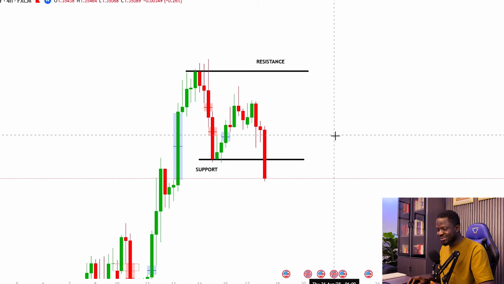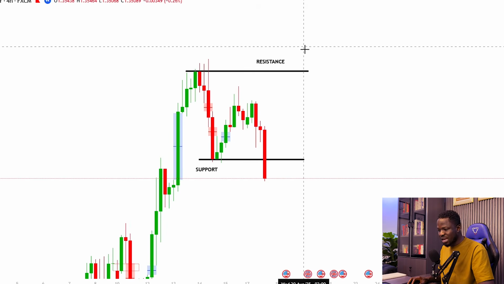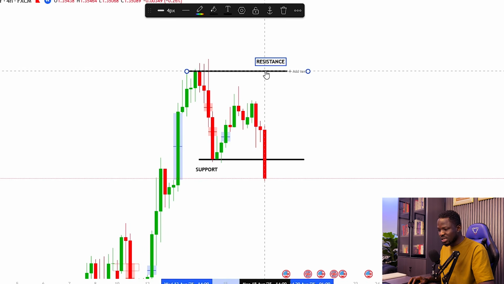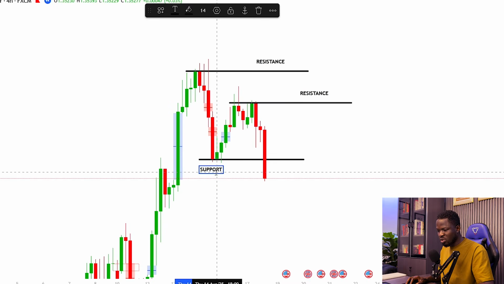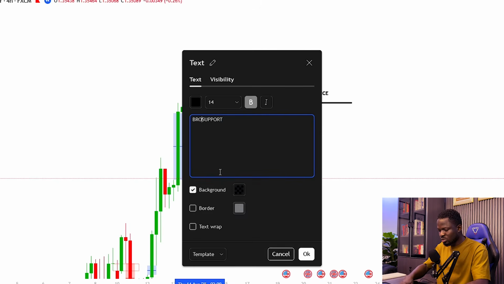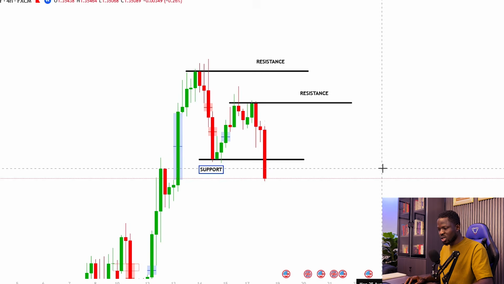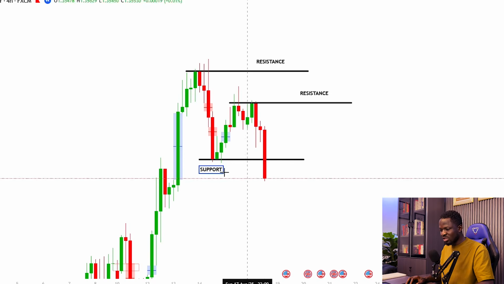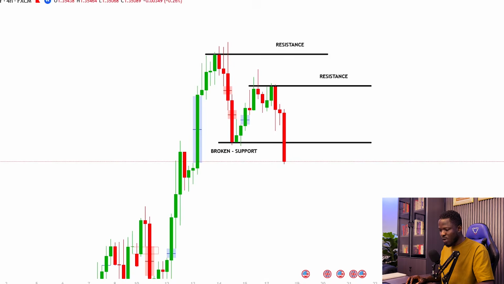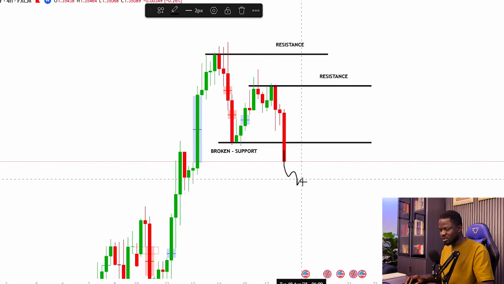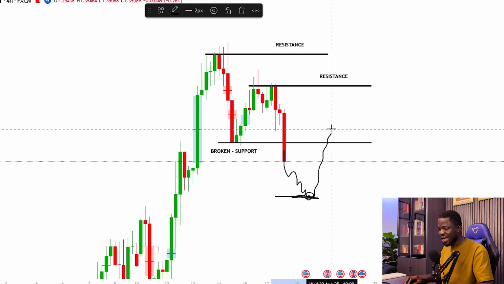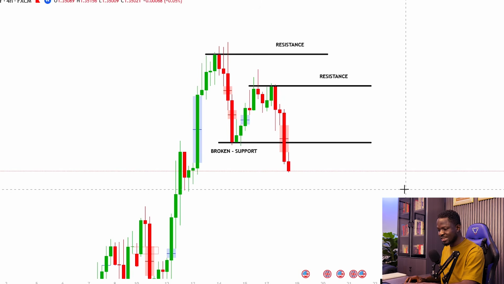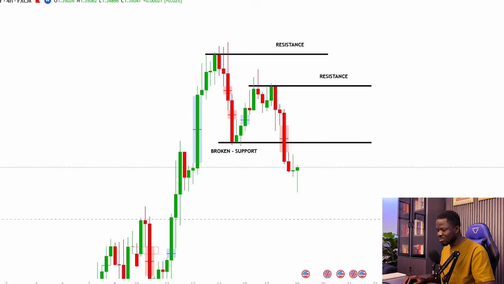Price eventually created a brand new resistance around this zone. So this place is called resistance. Why this place, which was formerly support, we now turn to broken support because price just invalidated the support, right? We're expecting the price to keep selling until it reaches a new support zone that will push the price action to buy again. Let's play the price and see if the price will create a brand new support.